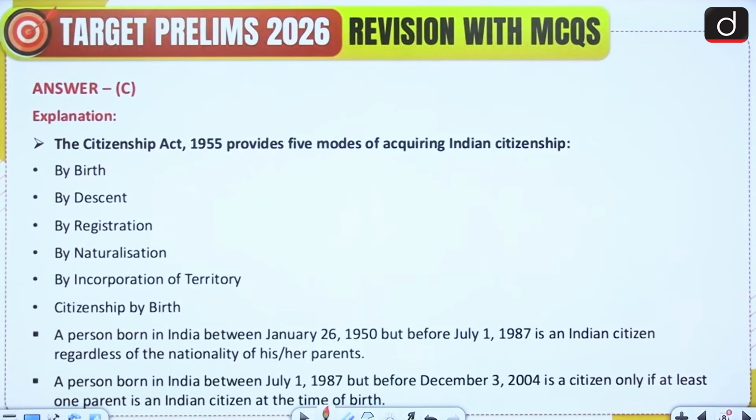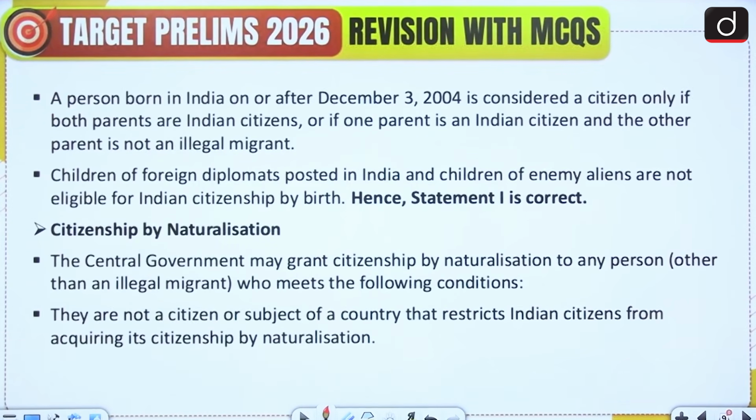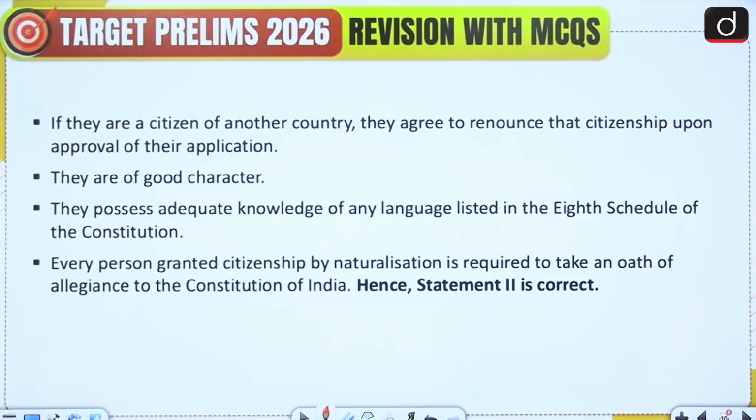Here we have the detailed explanation. You may pause the video and take a look at it.